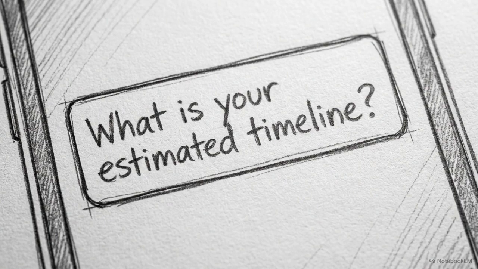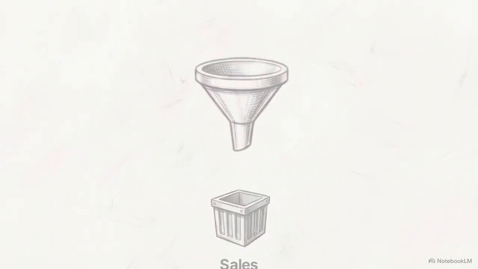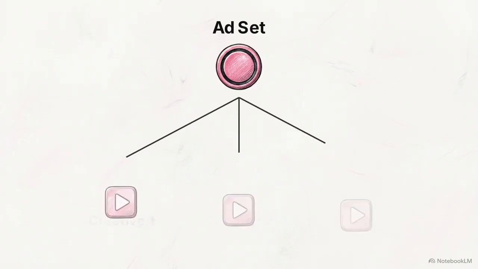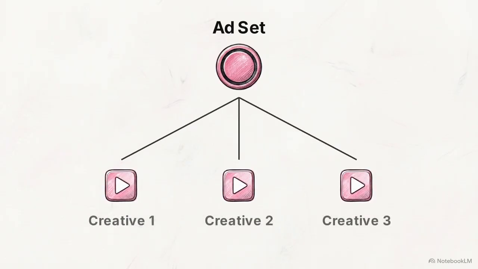To maintain lead quality, add a single custom qualifying question to that form. Asking a user to type in their timeline or specific budget filters out low-intent users before they reach your sales team. This diagram illustrates the optimal campaign architecture. Place all 3 of your video hook variations into a single ad set. This structure forces Meta's algorithm to test the videos against each other to see which one viewers actually engage with.